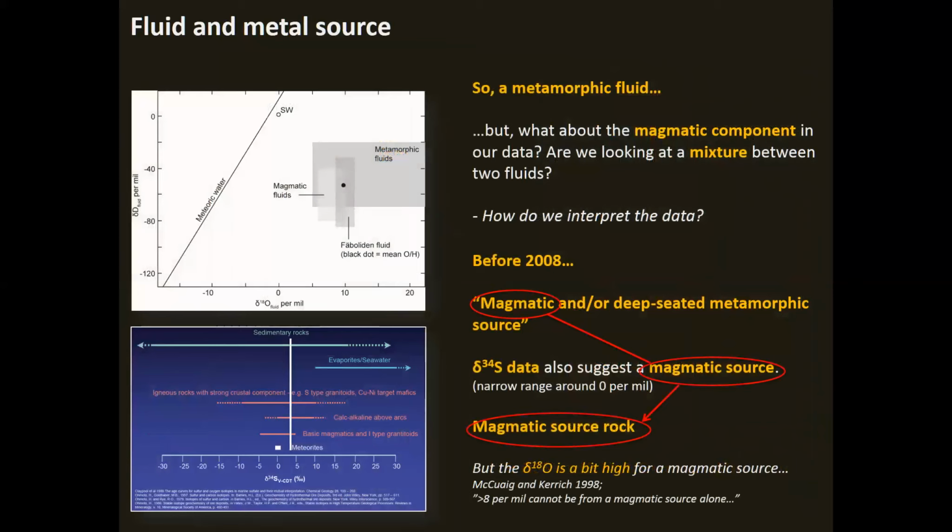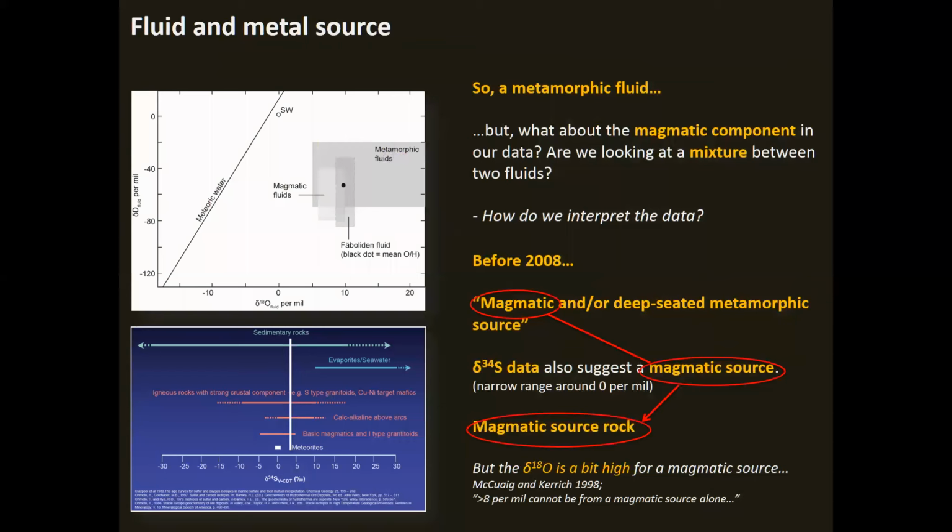But we have a small magmatic component in our data that we need to investigate further. So are we looking at a mixture between metamorphic fluid and a magmatic fluid, or how do we actually interpret these data? So before 2008, the conclusions from this type of study would be that the fluid originates from a magmatic and/or deep-seated metamorphic source, meaning that we don't really know if it's magmatic or if it's metamorphic. We sort of bracket everything under one and the same thing.